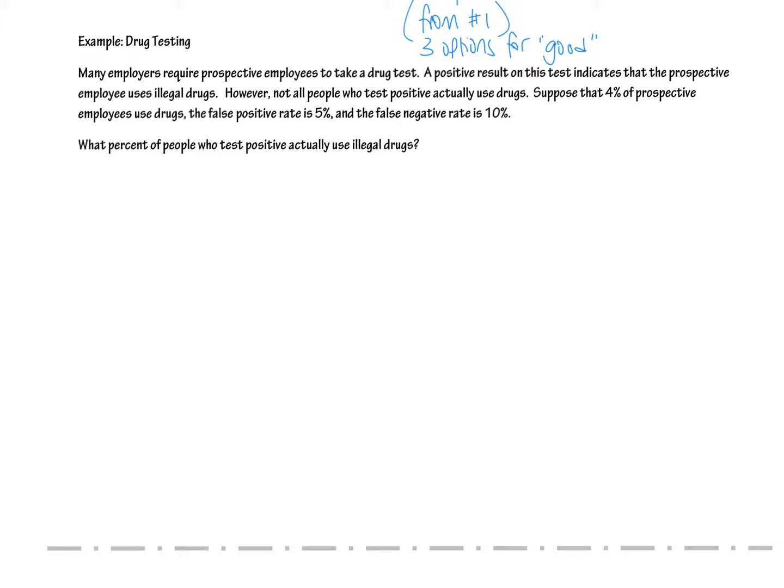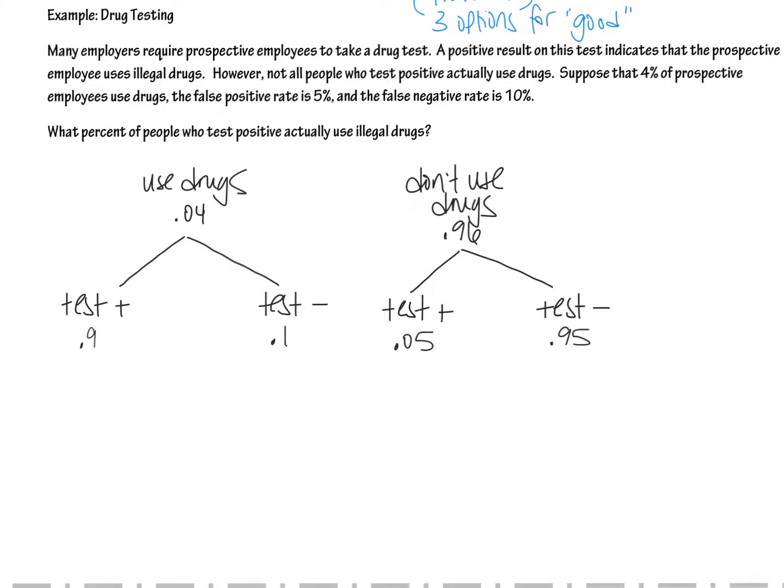But what I encourage you to do is pause the video and see if you can draw the tree diagram for all of these percentages here, and see if you can just lay out all the information, and then check your answer with mine. So here's what my tree looks like, and remember, a lot of times when you're given a percent, like 4% of prospective employees use drugs, that means that 96% of people don't use drugs. So you're given two percentages each time. It's kind of tricky to think really hard about the false positive rate, meaning it tested positive but you don't use drugs.